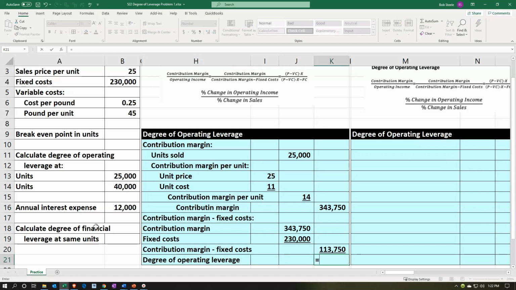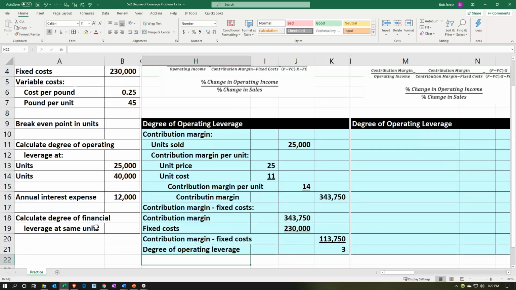And that's going to be equal to the numerator, the contribution margin, divided by the denominator, the operating income, giving us 3, but we're going to add some decimals to it by going to the Home tab font group, adding a few decimals. We could keep going. We're going to stop at 2 because we traditionally do. That's just what we normally do.